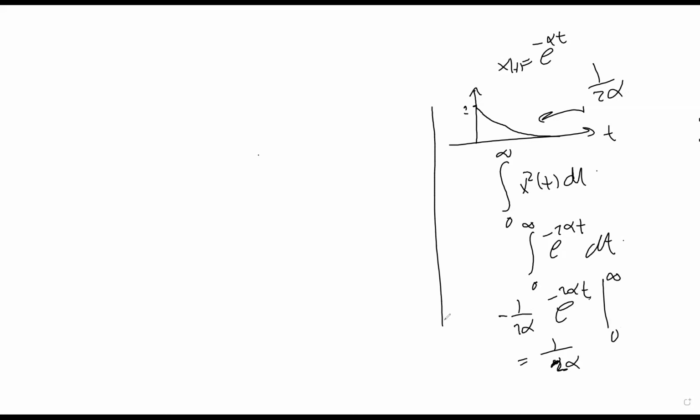Let me take another energy signal. If you have one pulse in this way, and this pulse has amplitude, let's say, 2 volts, starting at 1 second and ending at 5 seconds, then this signal is also an energy signal. Why? Because it has finite energy. Since it has finite energy, we call it an energy signal.